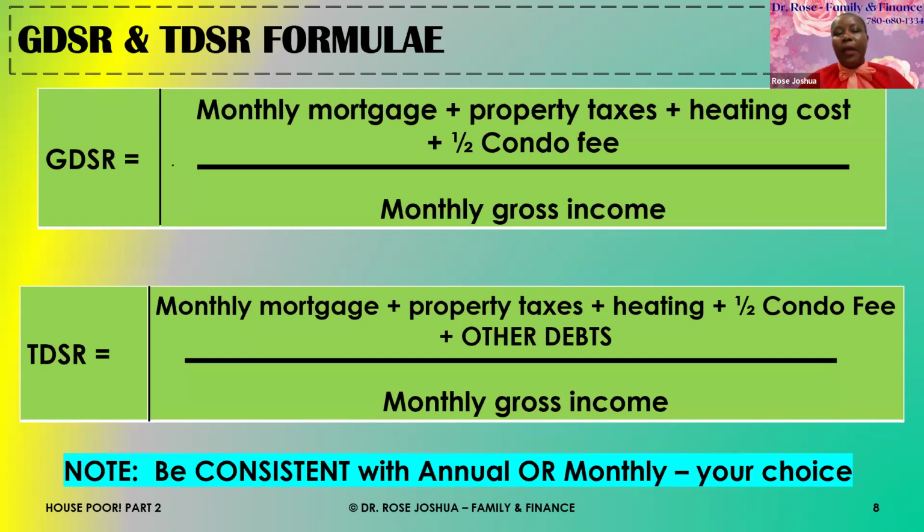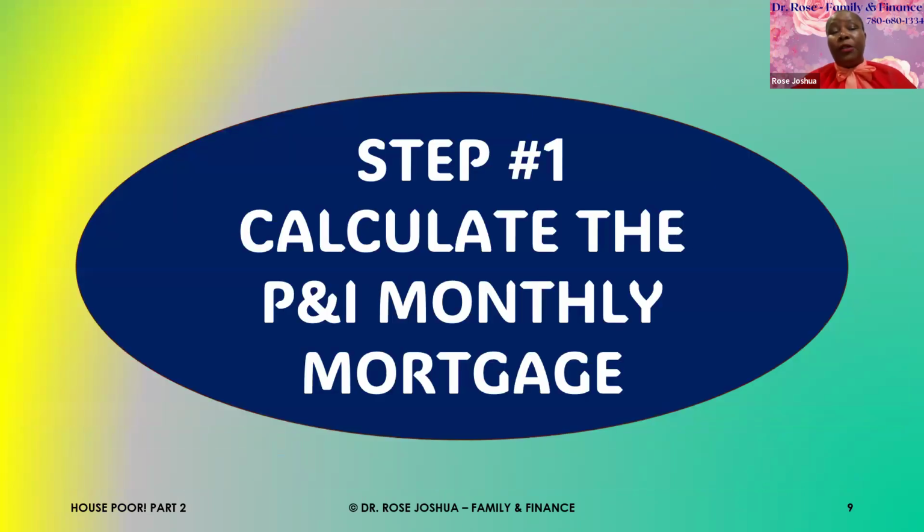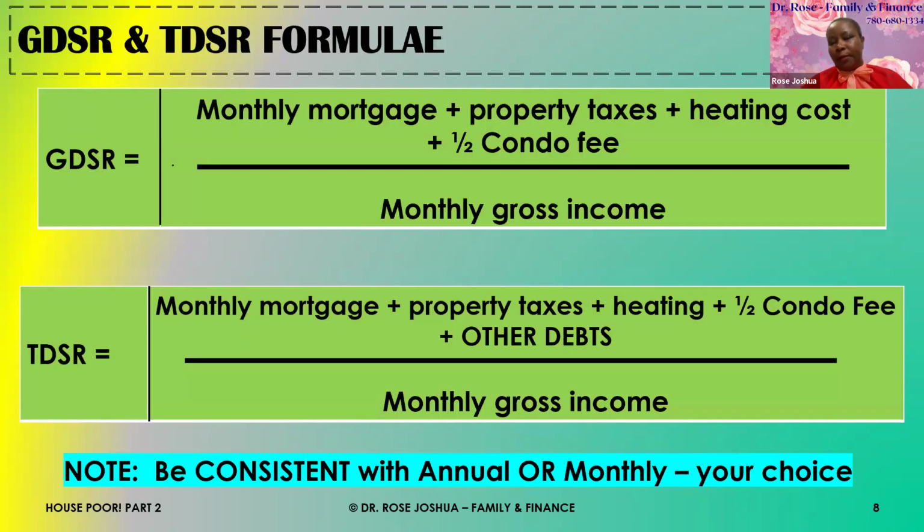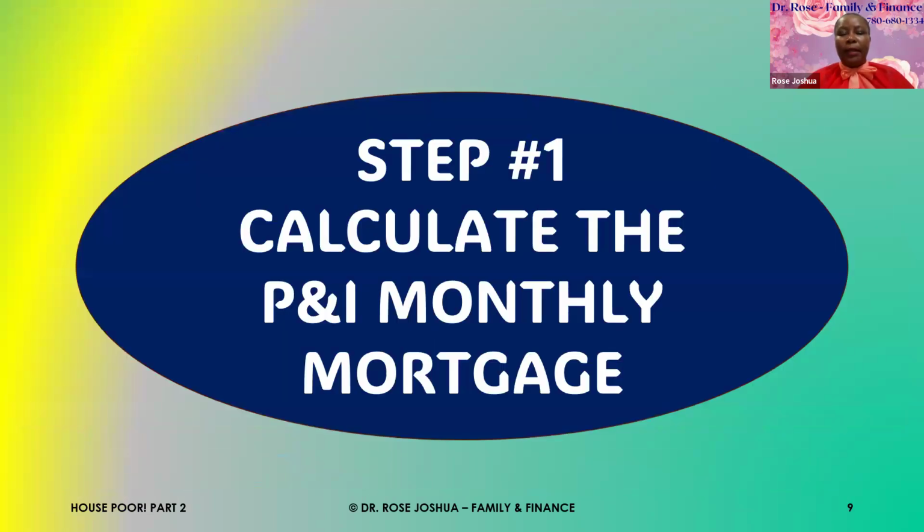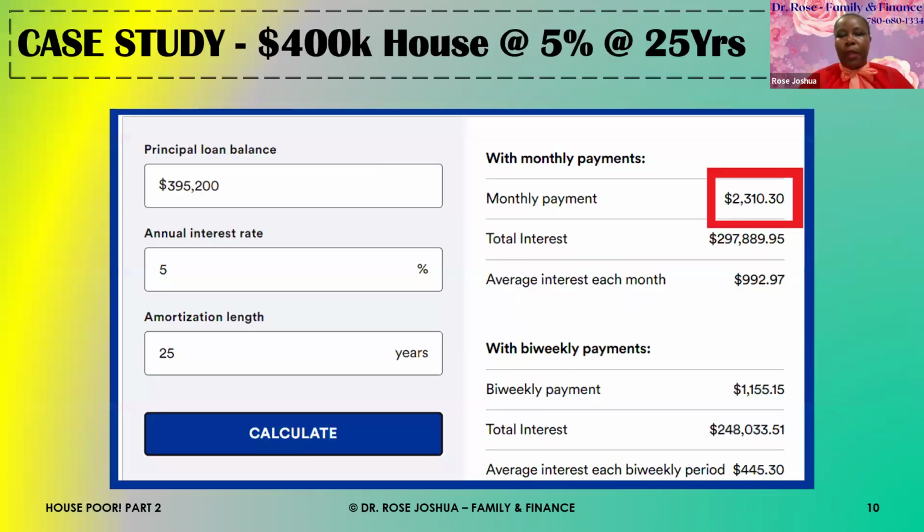Okay. So step number 1 is you calculate the monthly P&I. So again, that's your monthly mortgage. So number 1, monthly P&I. Number 2, property taxes. Number 3, the heating cost, and then the condo fee, and then other debts, right? So we calculate the monthly P&I.